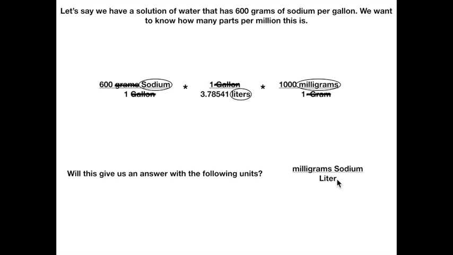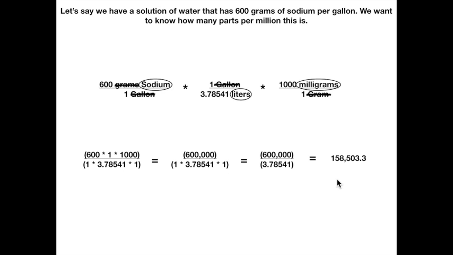Now we're going to have to do some math, right? We know we've got the units right. Now we just follow the rules of multiplying fractions. So what's that look like? That looks like multiplying everything across here, and then multiplying everything across here, and then dividing the product of the top by the product of the bottom. So let's do this. The top is, we've got 600, 1, and 1,000. We multiply those across, that gives us 600,000.